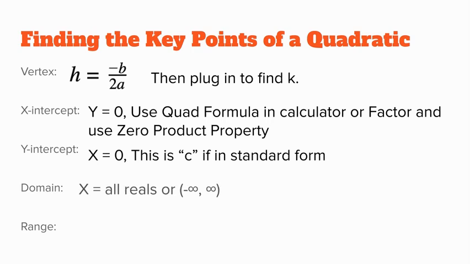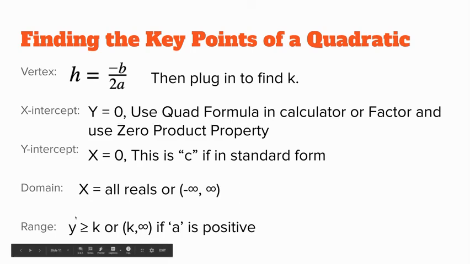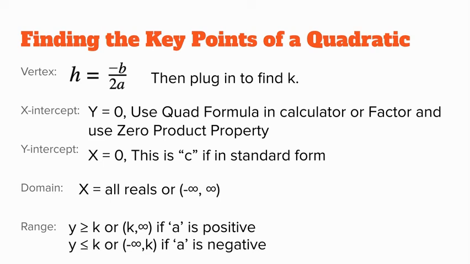So if it's in standard form, that's easy. That's just the very last value. And then you could also use this for vertex form, but then you just have to do your order of operations. Domain for all parabolas is always going to be all reals, or -infinity to infinity. And then your range is going to vary depending on your stretch factor. So if your stretch factor is positive, your range can either be y is greater than or equal to k, or k to infinity. This is called interval notation, if a is positive. And then the other way is y is less than or equal to k, or -infinity to k, if a is negative, meaning you've flipped your parabola upside down.